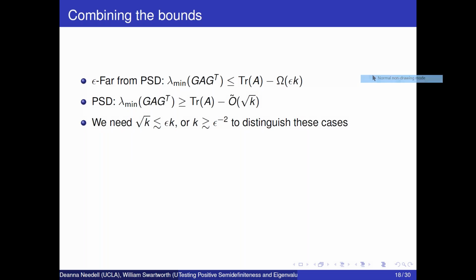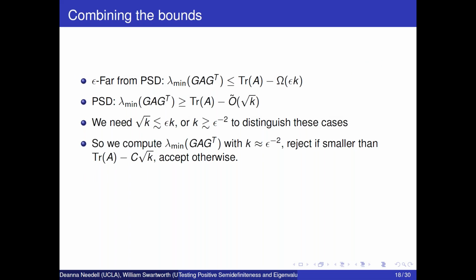So let me just summarize what we've shown here. The algorithm is super simple. You compute GAG transpose, where G is a Gaussian matrix, compute the minimum eigenvalue, and you set the small dimension of your Gaussian matrix appropriately to be 1 over epsilon squared, and you reject if this minimum eigenvalue is smaller than the trace of A minus a constant times root k. And you can figure out what this constant is from the analysis, and the trace of A you can estimate with additional sketching or dimensionality reduction techniques. So that's the whole algorithm.